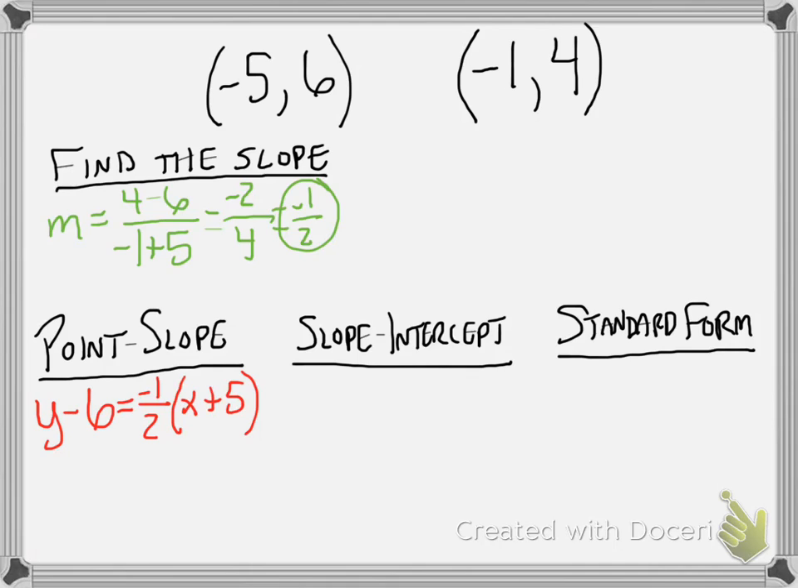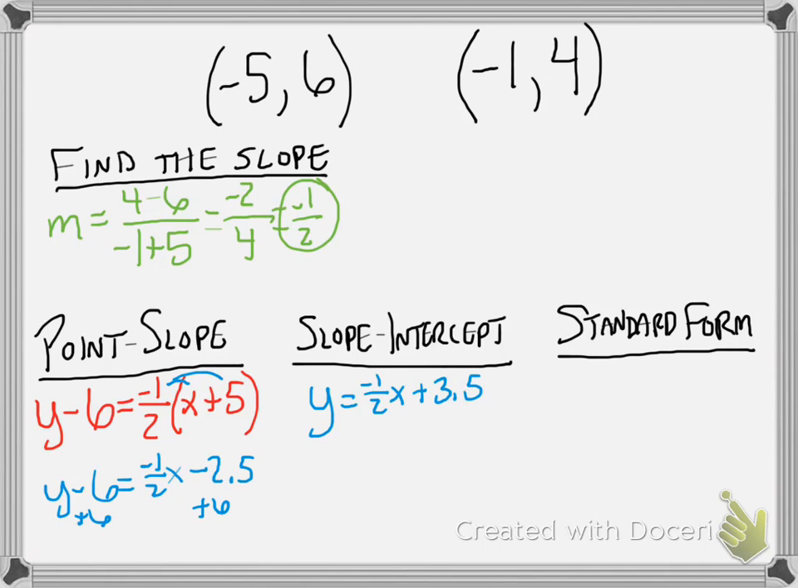To get to slope-intercept, just like we did in example 3, I need to distribute my slope across the parentheses, and once I've distributed it across the parentheses, so I get y minus 6 equals negative 1/2 x minus 2.5, then I need to get y by itself by adding 6 to both sides. Our slope-intercept form then is y equals negative 1/2 x plus 3.5.